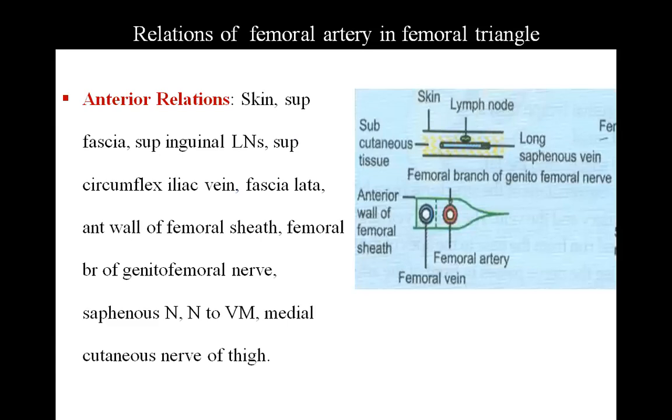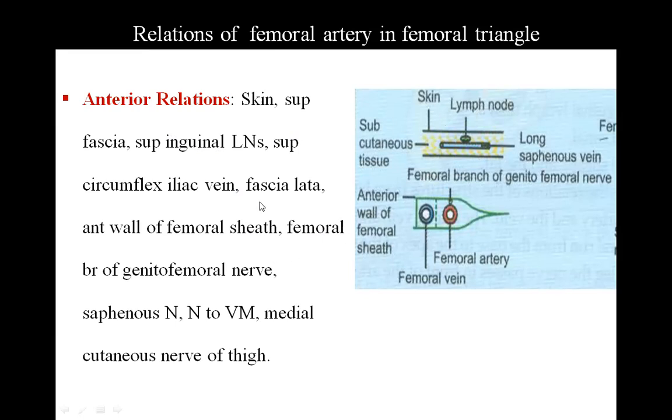First, we will consider the relations of the femoral artery in the femoral triangle. The anterior relations are skin, superficial fascia, superficial inguinal lymph node, superficial circumflex iliac vein, and the fascia lata, along with the anterior wall of the femoral sheath and the femoral branch of the genitofemoral nerve.